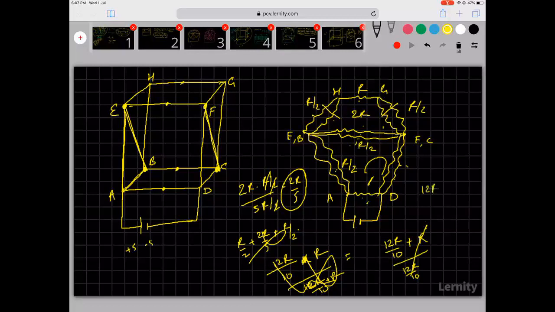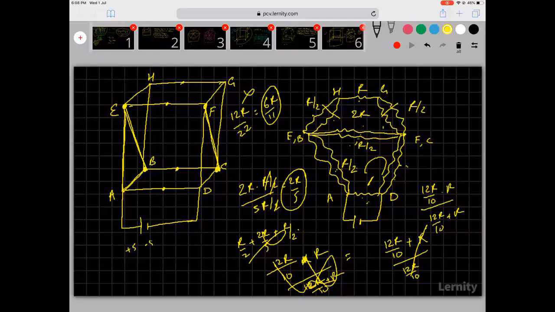12R by 10 into R divided by 12R by 10 plus R. So if you multiply them, it will become 12R by 22. That is 6R by 11. I can't remember the answer, but I don't think this was the answer. So if you guys can just do it carefully and then check, maybe it will help.